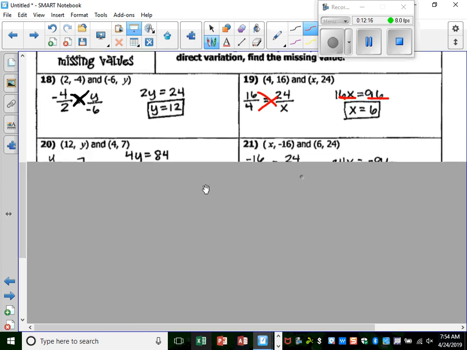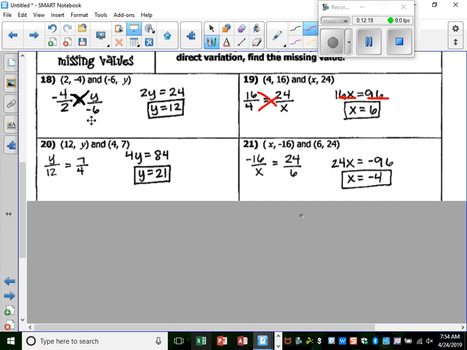Now you're setting it up as a proportion. Same thing here. You just keep doing the same thing. Y over x. So y over 12 equals 7 over 4. Cross multiply, 4y equals 84. Divide by 4, y equals 21.